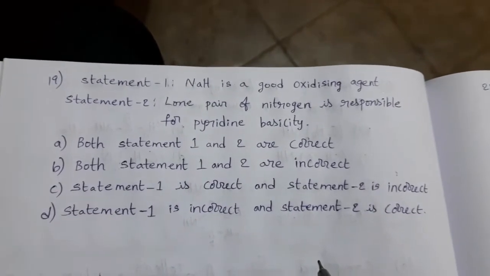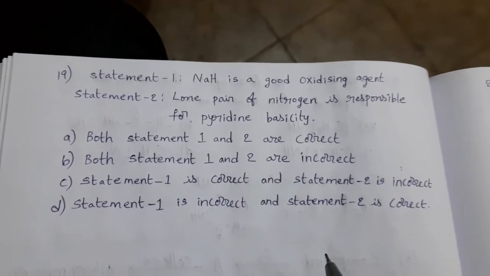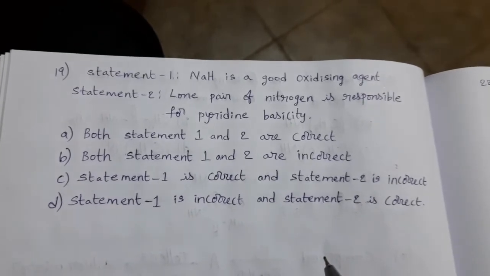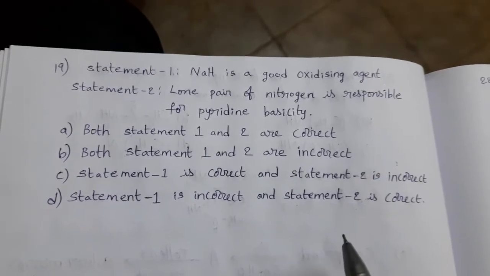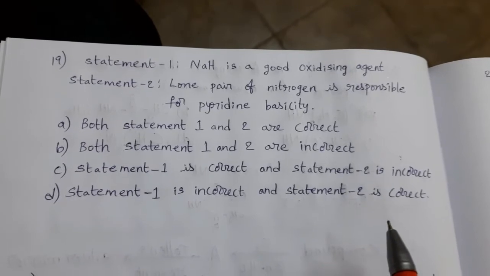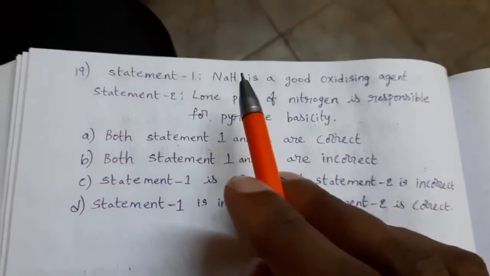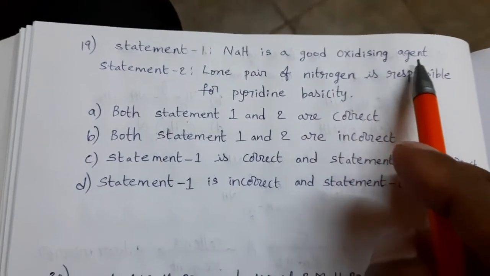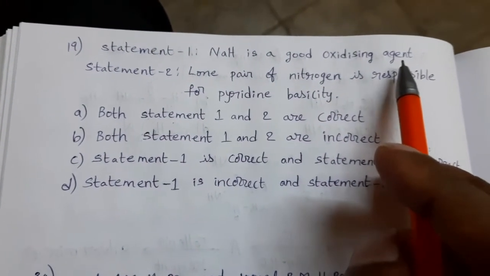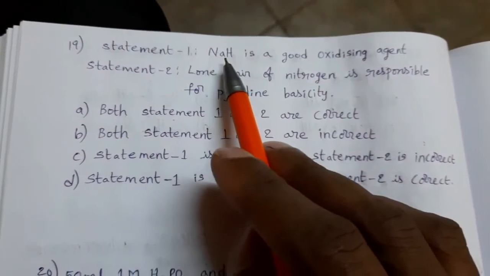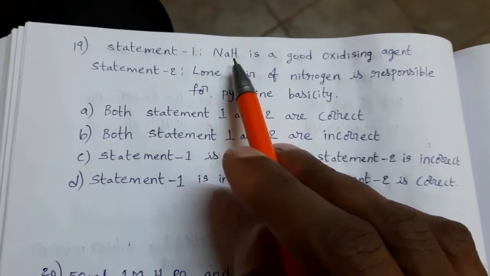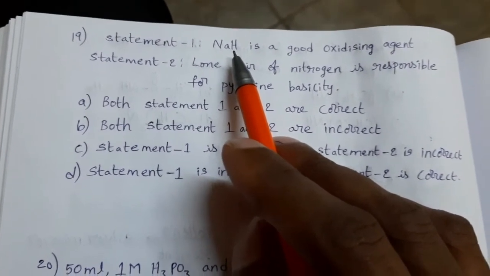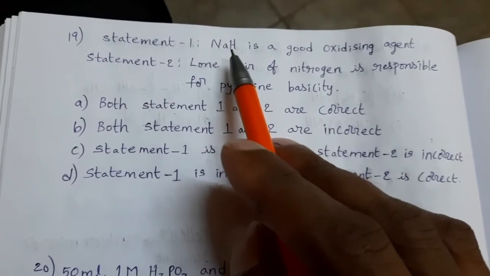In last class we completed questions related to the IIT JEE March 16th afternoon session exam. Now see the next question. Statement 1: NaH is a good oxidizing agent. This is incorrect because sodium hydride, NaH, is a good reducing agent, not an oxidizing agent. So statement 1 is wrong.